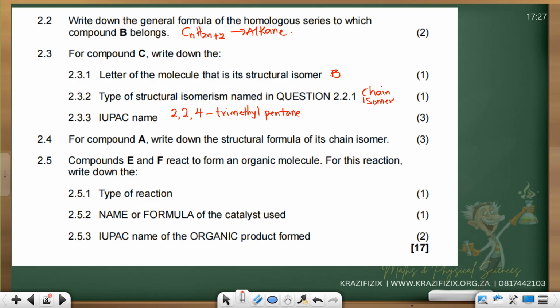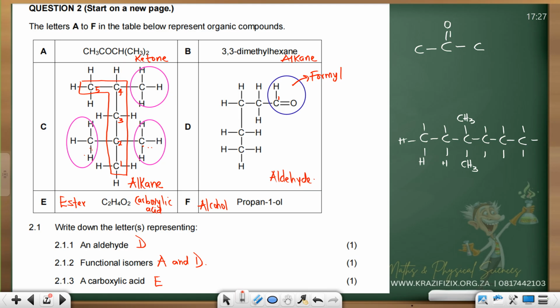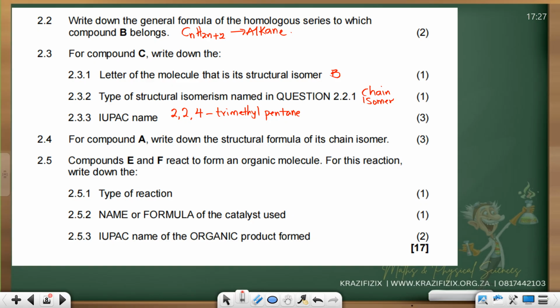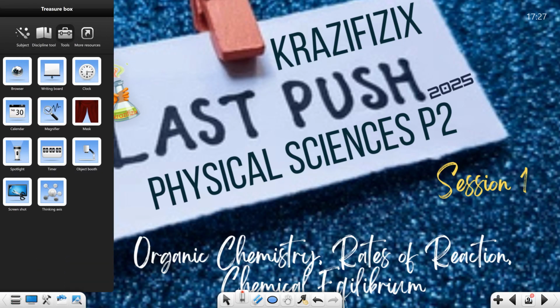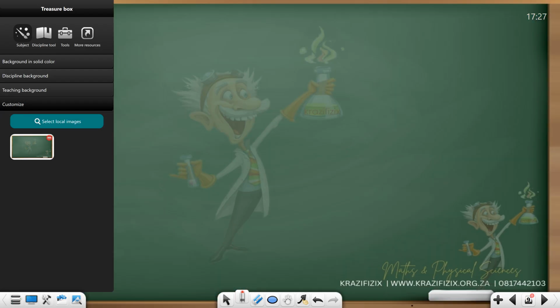For compound A, write down the structural formula of its chain isomer. Look at compound A. Can we draw compound A, please? CH3, CO, CH, CH3. I want us to draw compound A. With organic, if you can draw, you can always win.